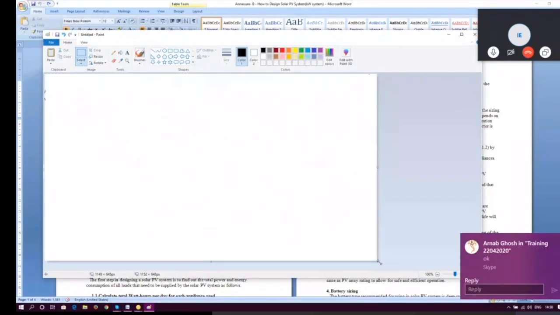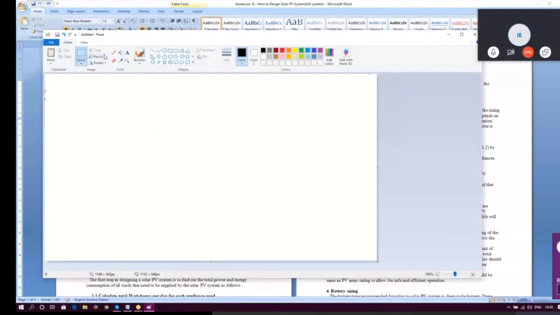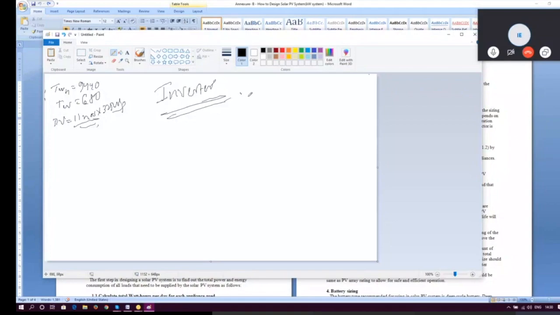Okay, so the next parameter: first we have the total watt hour, writing it again, 9440. Next is the total wattage, which we have got as 680. Now we have done the calculation for PV, 11 numbers into 325 watt peak, right? So we have completed three designs. The next design left for us is the inverter. The next design is nothing but the inverter sizing.